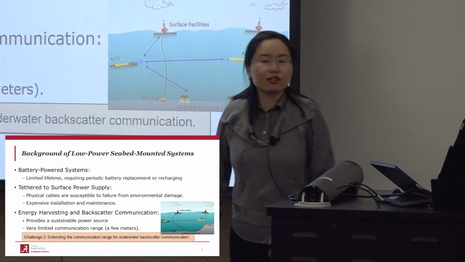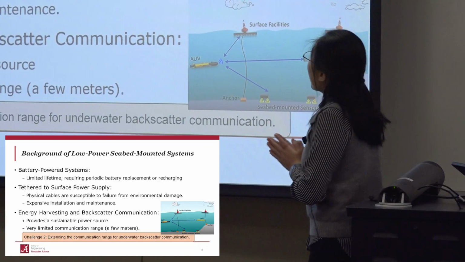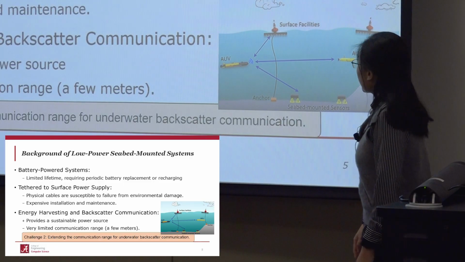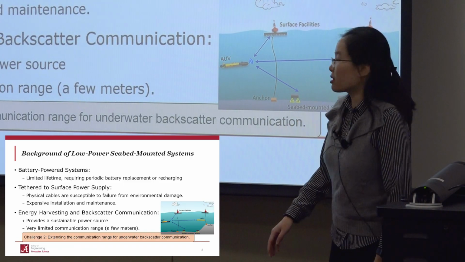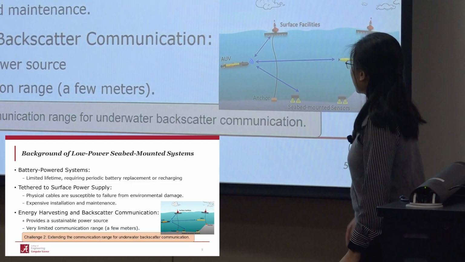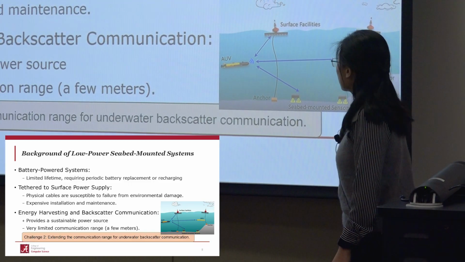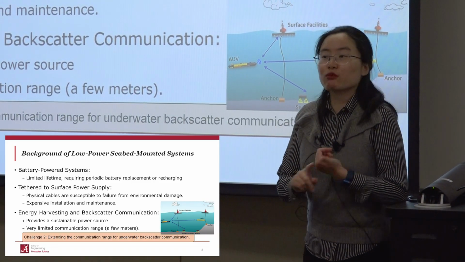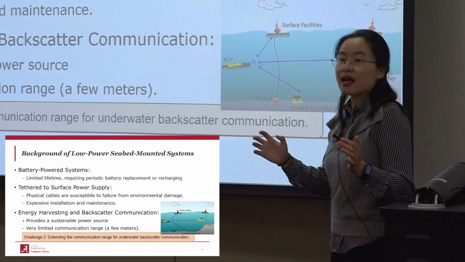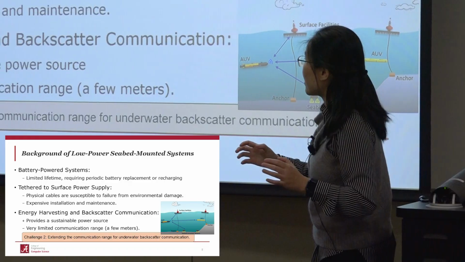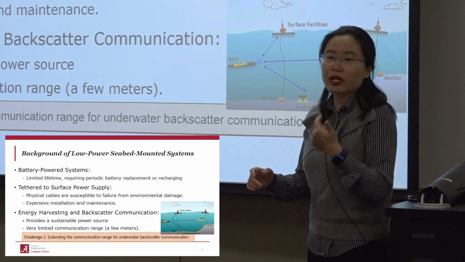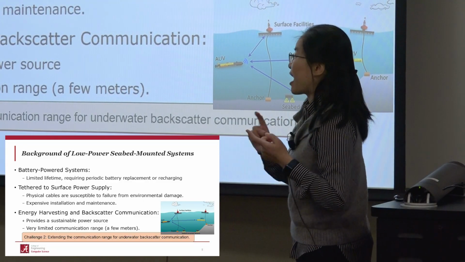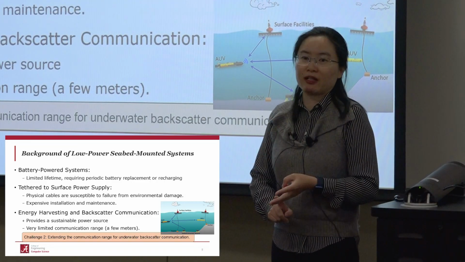The second challenge is related to low power seabed mounted systems, as shown in this example. It is very challenging to provide a power supply for those devices, especially in the ocean environment. There are some existing solutions. For example, we can use battery power. However, we know battery has a limited lifespan. That means when the battery is drained, we either need to recharge it or replace it periodically. Those are very time-consuming, labor-intensive, and also expensive.